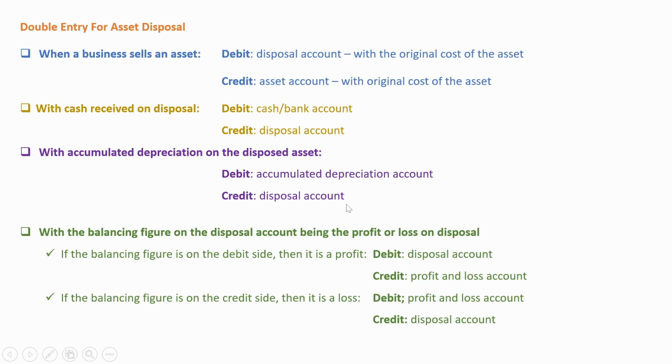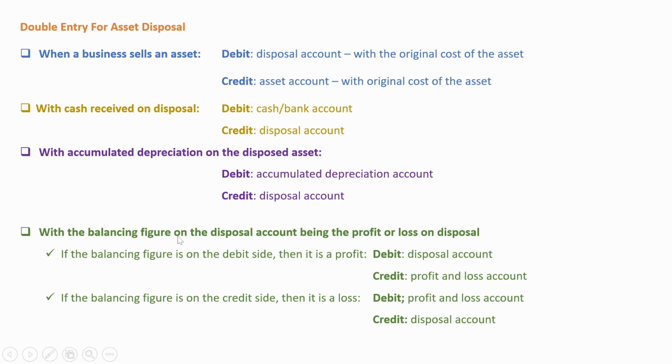The first three are the primary entries you are supposed to make in the disposal account. The last part is just the balancing figure. So after you have recorded the cost of the asset, cash received, and accumulated depreciation, look at the difference, the debit side versus the credit side. Where is the balance going to?